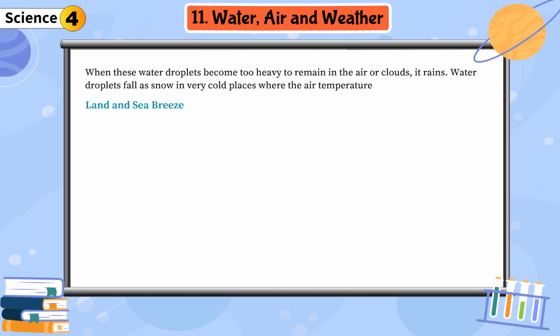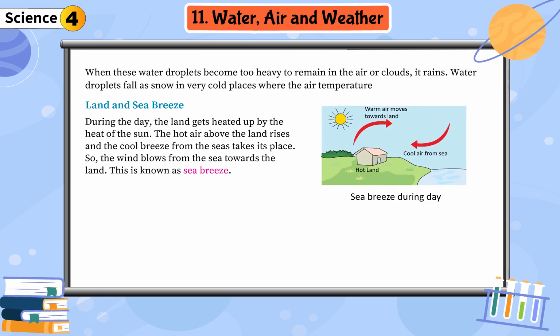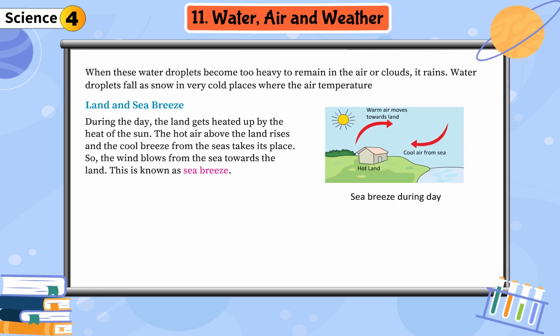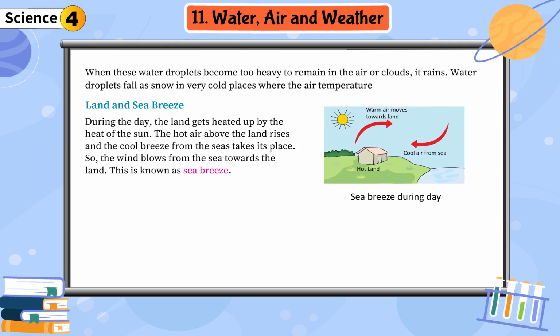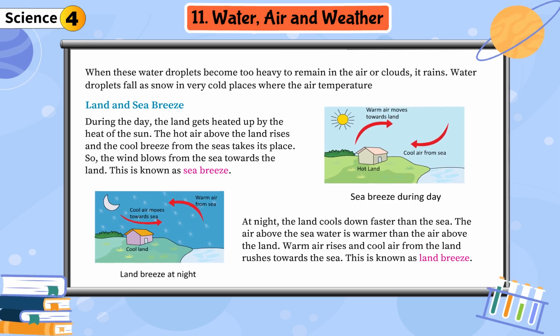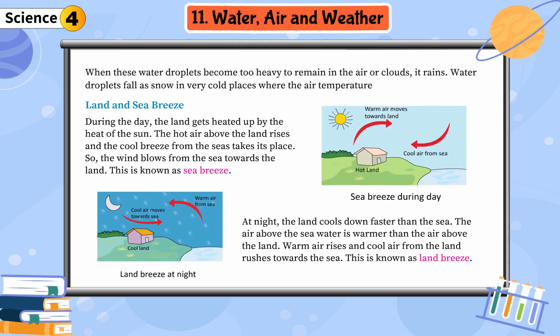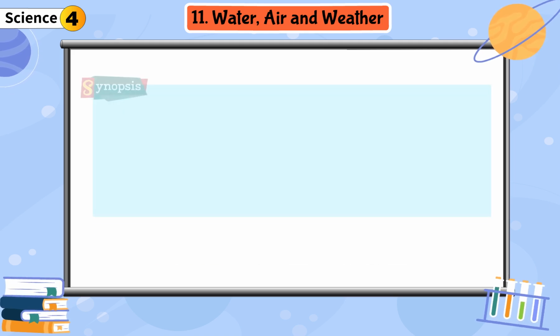Land and sea breeze. During the day, the land gets heated up by the heat of the sun. The hot air above the land rises and the cool breeze from the seas takes its place. So, the wind blows from the sea towards the land. This is known as sea breeze. At night, the land cools down faster than the sea. The air above the sea water is warmer than the air above the land. Warm air rises and cool air from the land rushes towards the sea. This is known as land breeze.